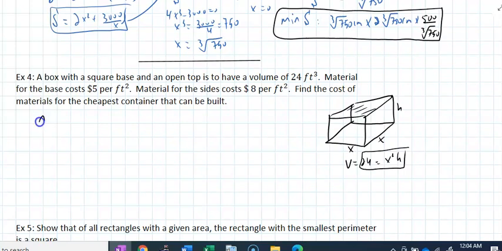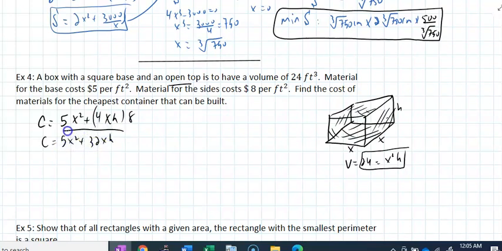Well, let's see. The cost function is going to be, and let's see, we have a base and it's open again. So $5 times the area of the base plus the side is xh. But there's 1, 2, the front and the back, 4 of them. And each of those is going to cost 8. The cost is 5x squared plus 32xh. We are trying to minimize the cost.